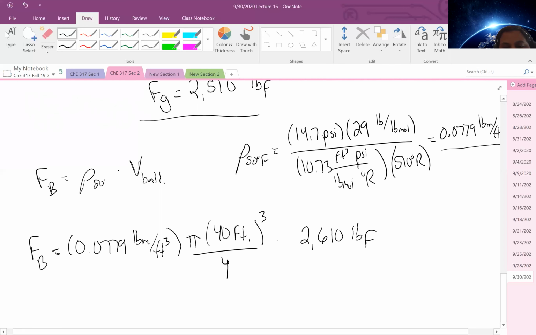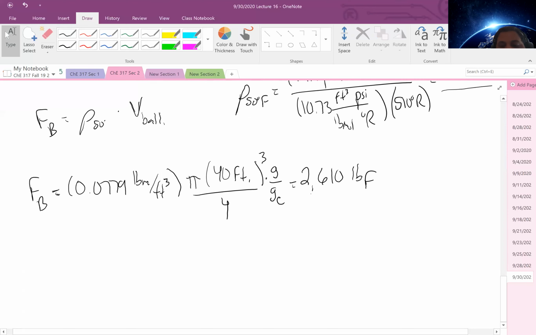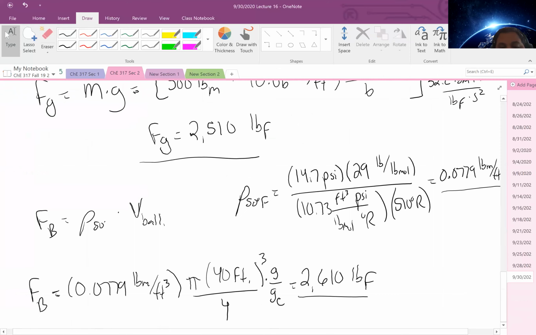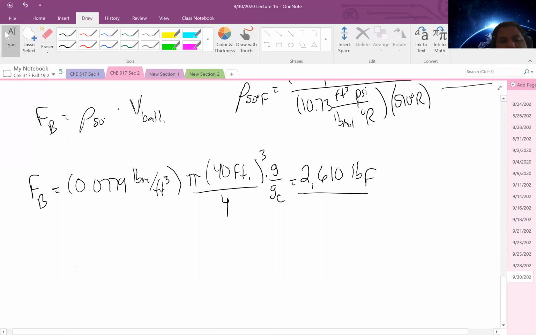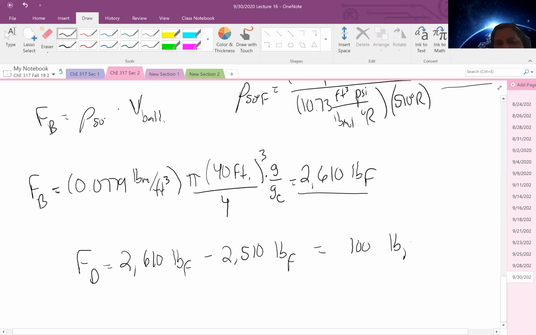Now, I also needed to multiply times g over g sub c to get it into pound force. So my buoyant force is 2,610 pound force. The force due to gravity is 2,510 pound force. That means my drag force is the difference between the two, which conveniently is simply 100 pound force.